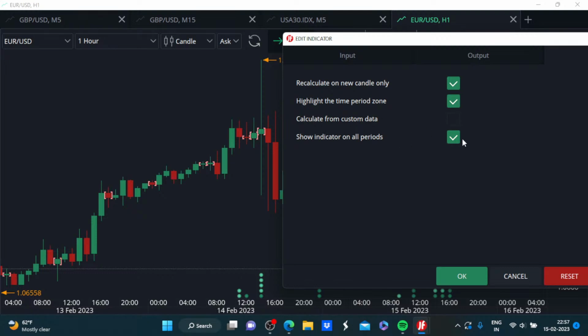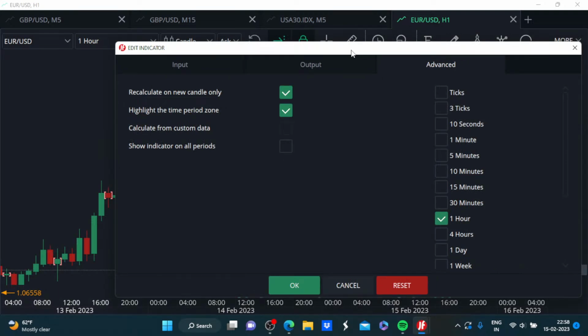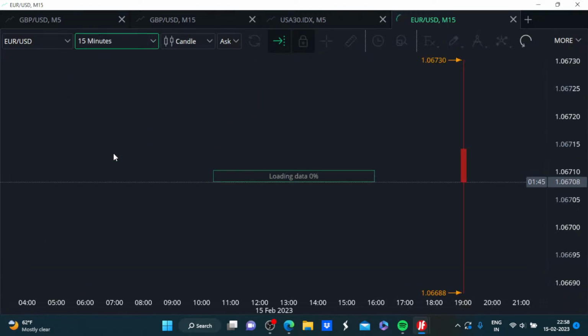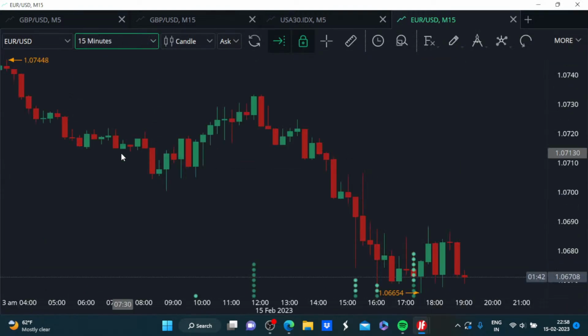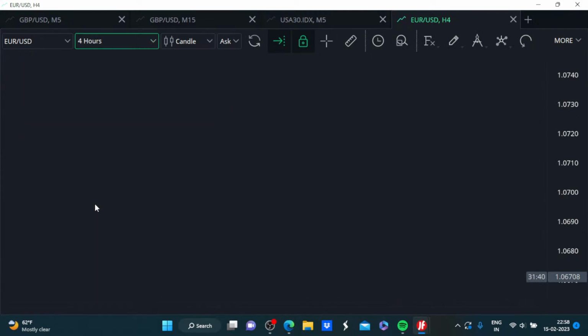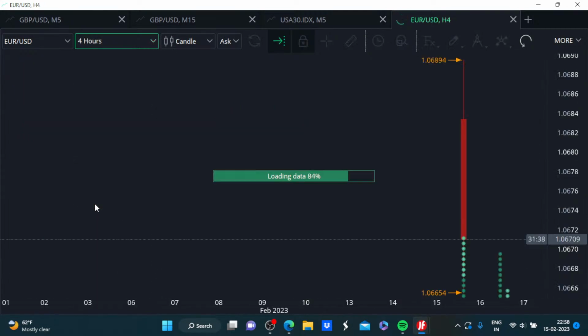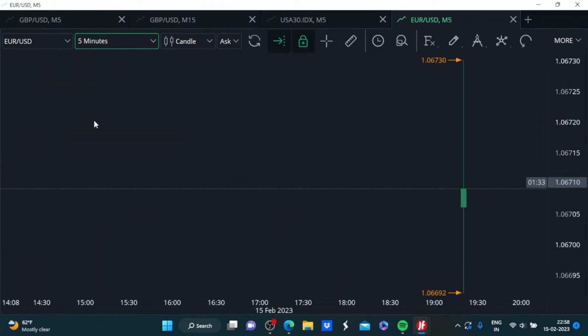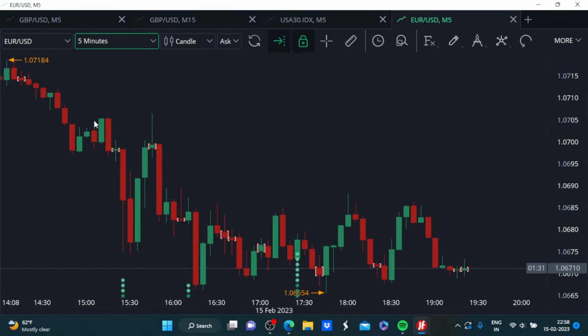Show indicator on all the periods. So if you want it to be available on the chart whenever you change the candle period, you have to opt in for this. Else you have to specify on which particular candle time frame you want it, and only on those time frames it will be available. Now that we opted for hourly and 5 minutes, it is going to be available only on hourly and 5 minutes. But if we go for other candle time periods, it won't be recognized on the chart.